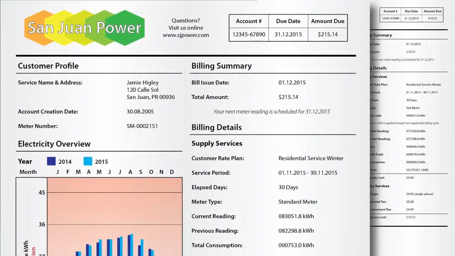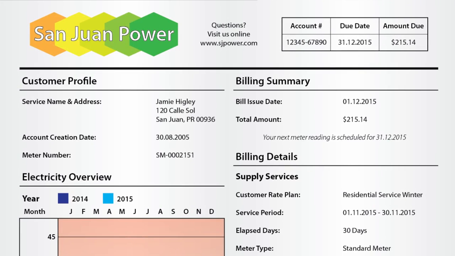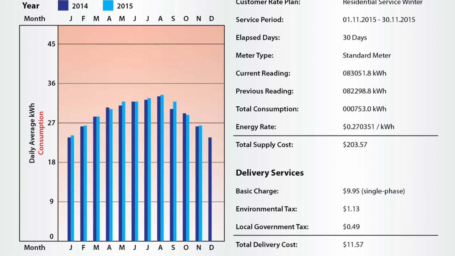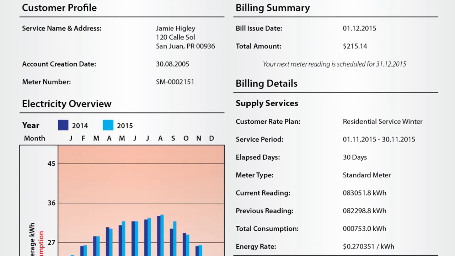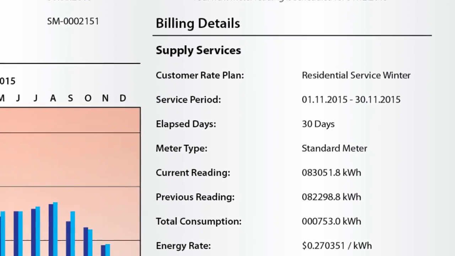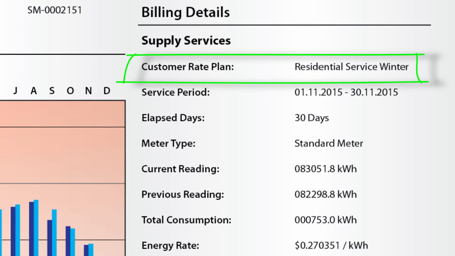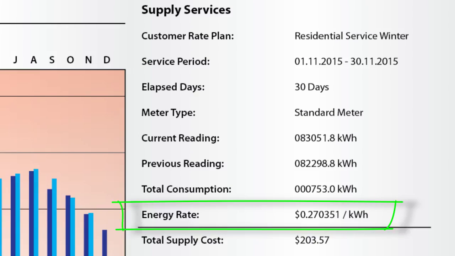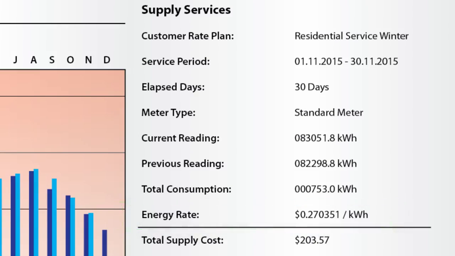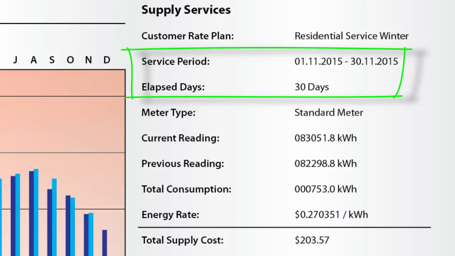Here is a standard electricity bill, which presents in straightforward terms the total energy consumption for a given period. In the billing details section under Supply Services, the current customer rate plan is listed. Based on this winter residential rate, the cost per kilowatt hour drawn from the grid is about 27 cents. The service period for this particular bill covers 30 days, from November 1st to the 30th.